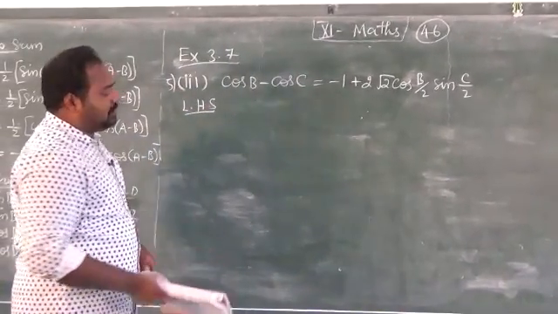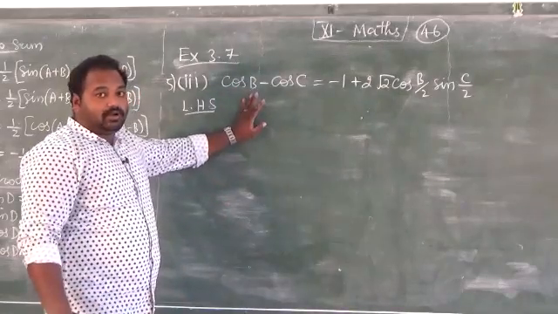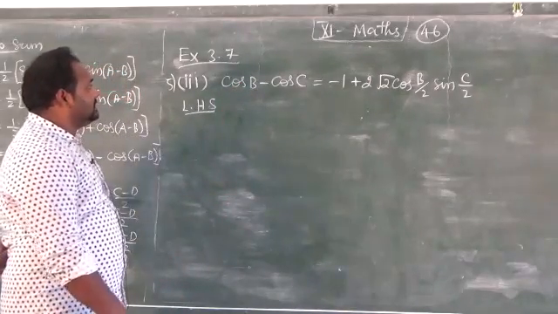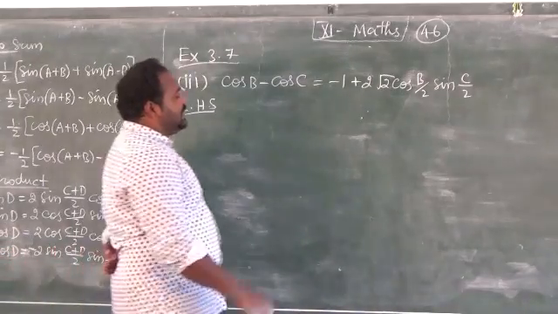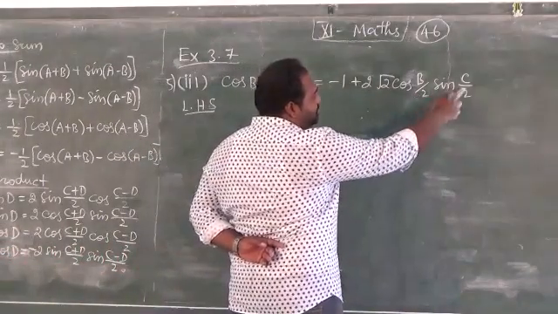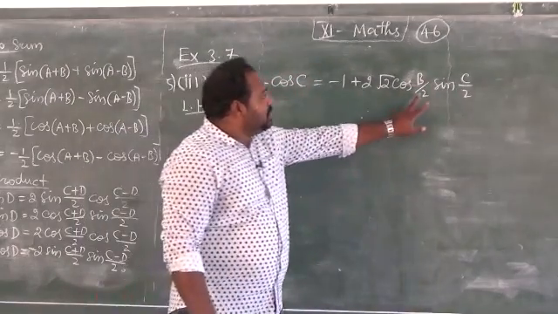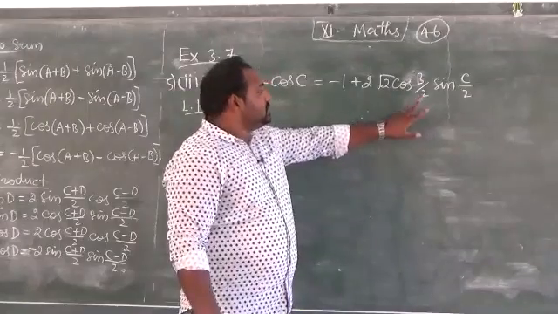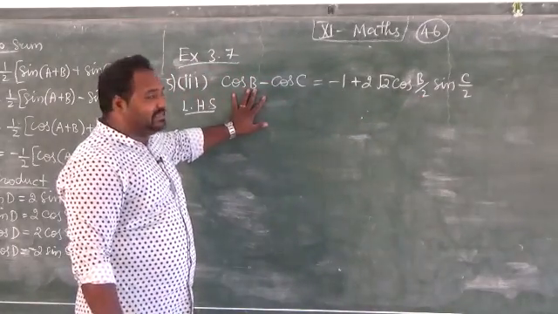If you want to do this problem, there are so many things we have to remember, otherwise we can't do the problem. Here, on the LHS, cos B minus cos C. The answer we have to bring in terms of B by 2 and C by 2. It's half angle in the answer. So here we have to use the half angle formula for the left hand side first.